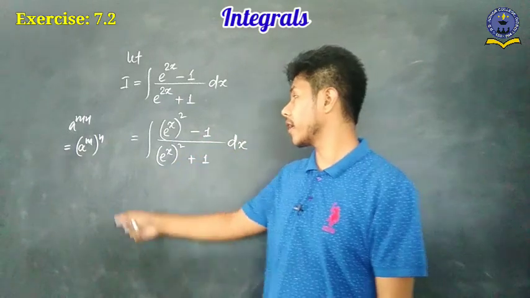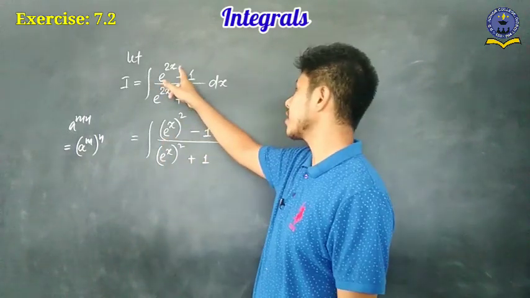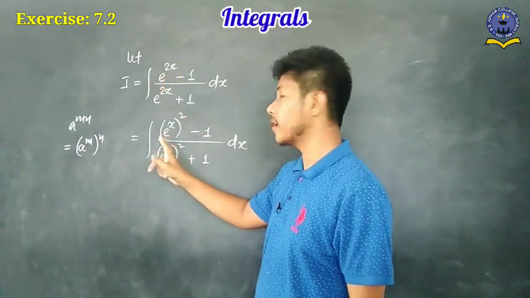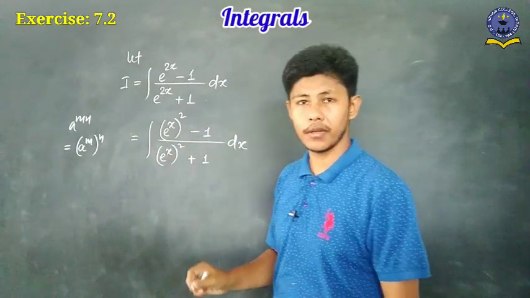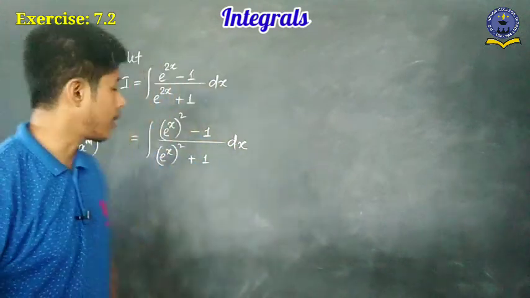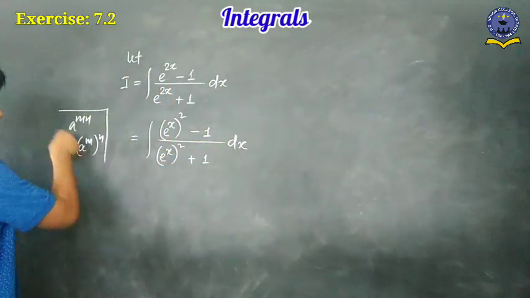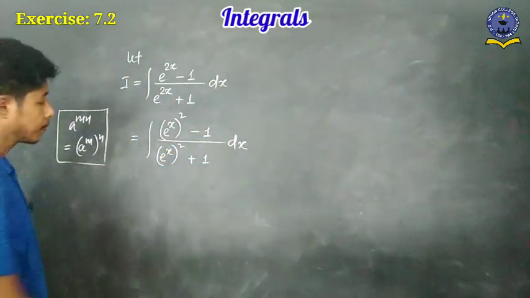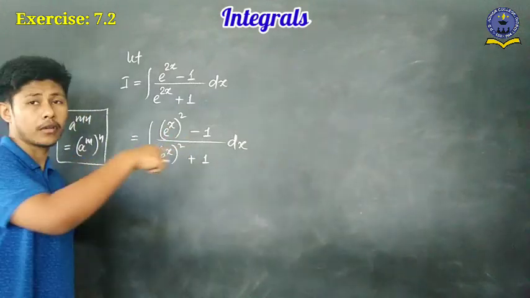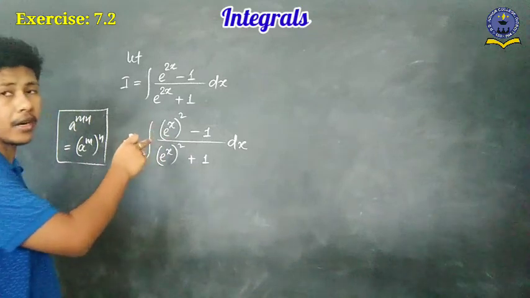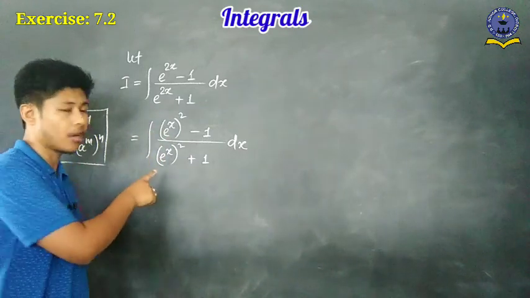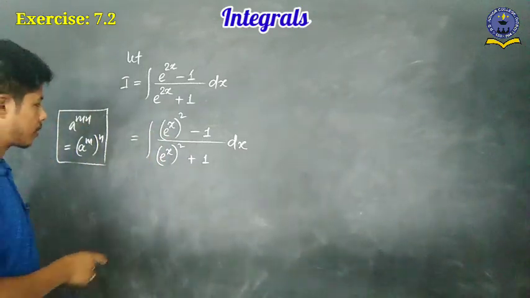So from here we can easily write this result: e to the power twice x, that means e to the power x whole square. Is it clear? You have to know this first step. Now the next very important step: you have to take e to the power x common from the numerator, as well as from the denominator also.